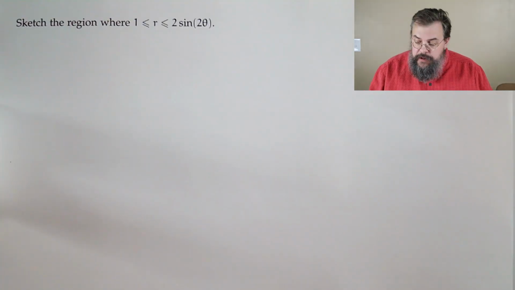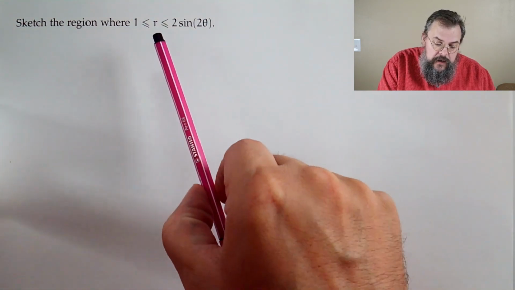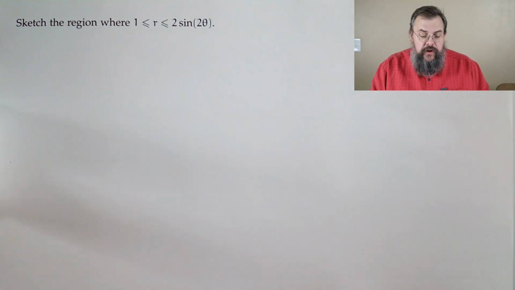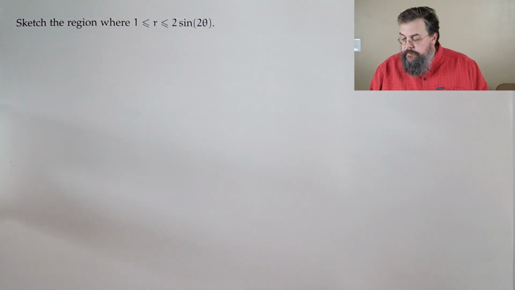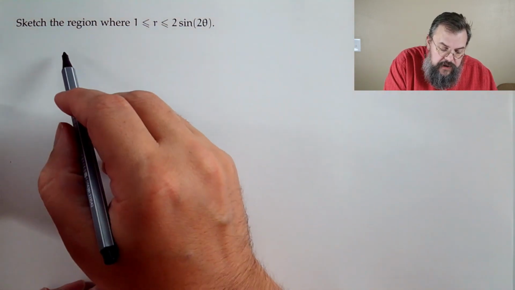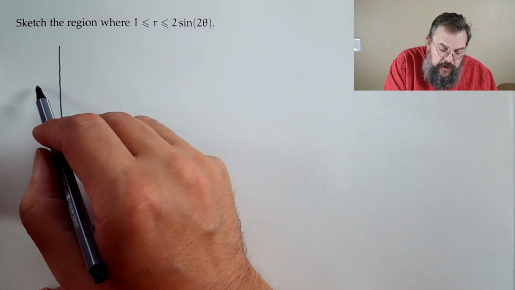Our first problem. Sketch the region where r is between 1 and 2 sine 2 theta. Okay, well, let's see, how would we begin? Let's start by thinking about what these curves are. So, let's start with r equals 1. That's pretty straightforward.